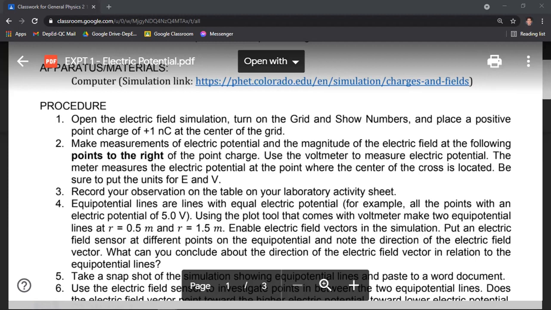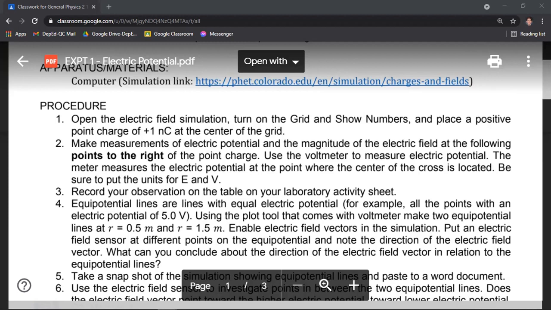Here we are going to calculate the magnitude of the electric field. You record your observations on the table of this activity sheet. Let's take note that equipotential lines are lines with equal electric potential. Using the plot tool that comes with the voltmeter, we will make 2 equipotential lines at a distance of 0.5 meters and at a distance of 1.5 meters.